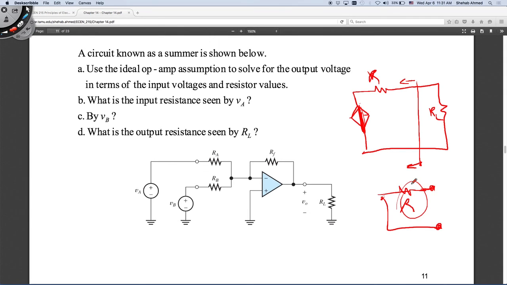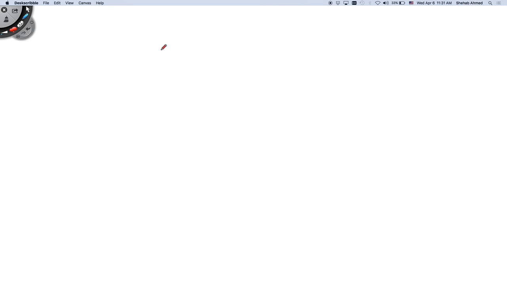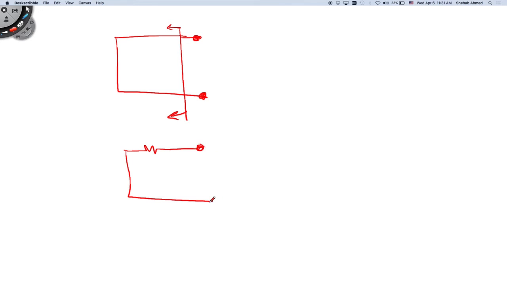Is it clear or not clear? Not clear? Forget about op-amps. Just forget about op-amps, right? Just think of Thevenin. You have a Thevenin equivalent circuit that looks like this. So you have a circuit that looks like this, and you want to find the Thevenin equivalent impedance. And you have another circuit that looks like this, and you want to find R Thevenin.